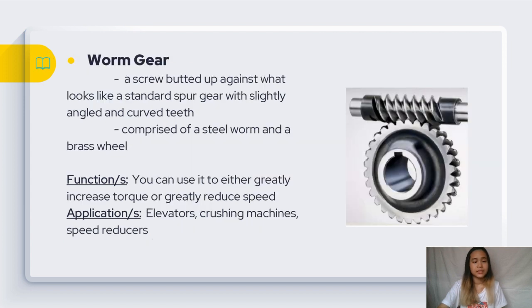Worm gear is a type of screw gear. It is a screw butted up against what looks like a standard spur gear with slightly angled and curved teeth, comprised of a steel worm and a brass wheel. Functions: you can use it to either greatly increase torque or greatly reduce speed. Applications: elevators, crushing machines, and speed reducers.